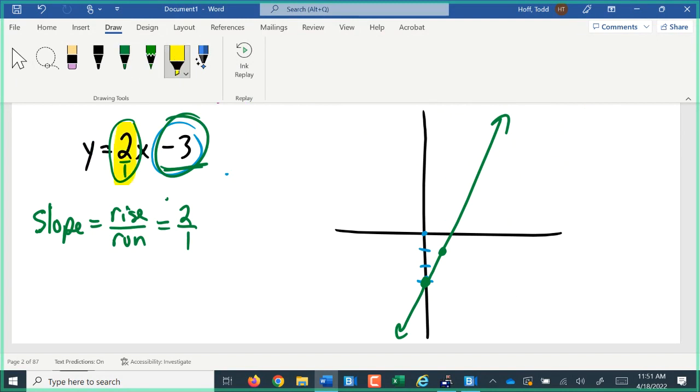So this number is called the slope. This number over here is called the y-intercept. Intercept and intersect sound a lot alike, and have a kind of similar meaning here. It's where the line intersects or crosses the y-axis, at negative 3.